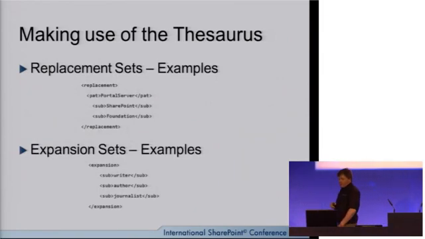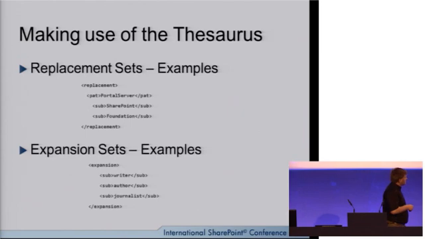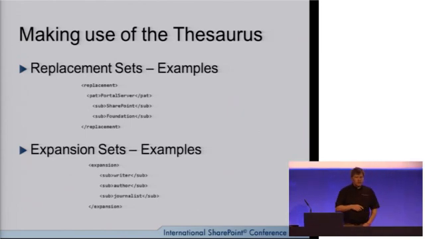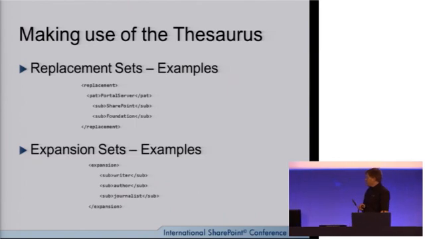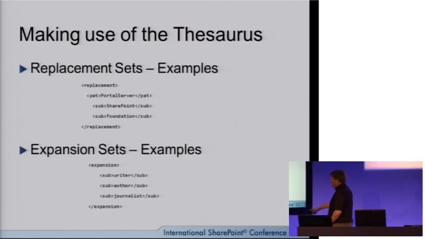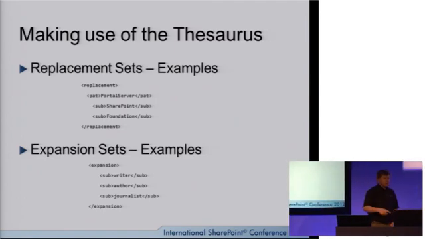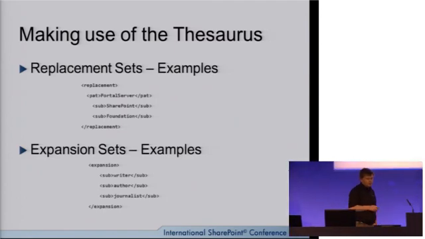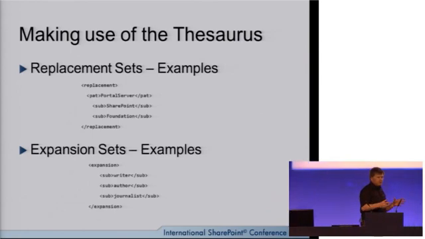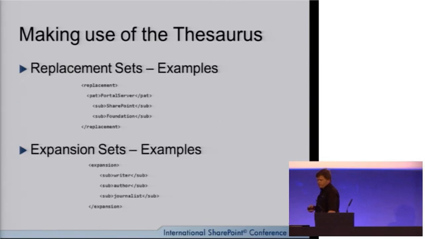So in the top example there, what's going to happen is if I issued a search for portal server, the search engine would automatically replace that query with the word SharePoint and the word foundation to replace those values. And then the expansion sets at the bottom, if I was to do a search for any of these terms, so writer, author, or journalist, it would automatically include the other terms as well. So it's basically allowing me to do query expansion. Not the same as query expansion in FAST, but query expansion all the same.